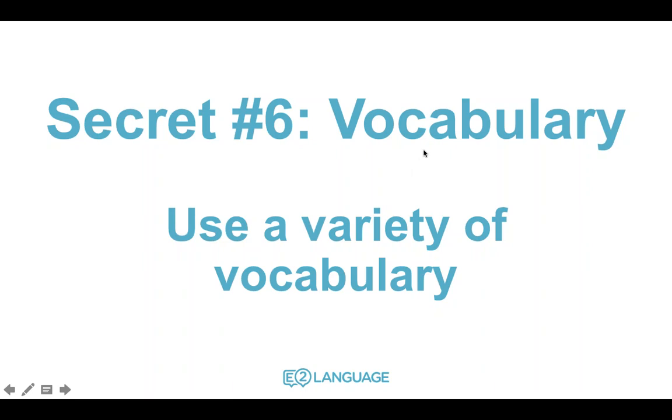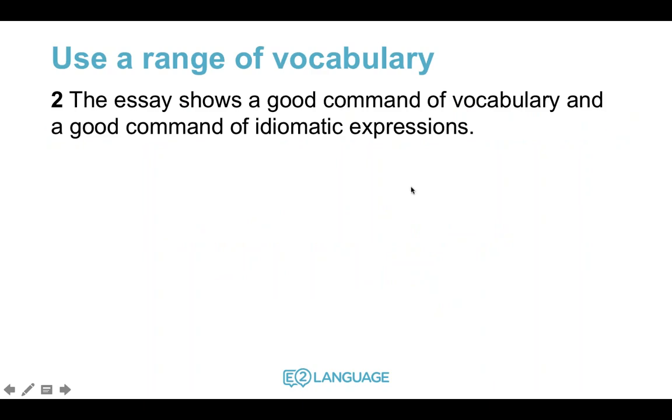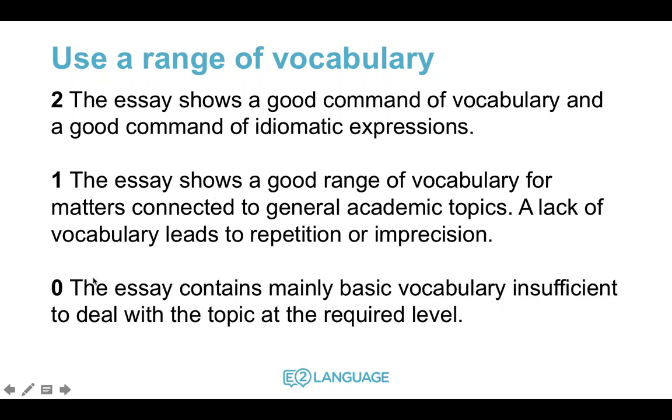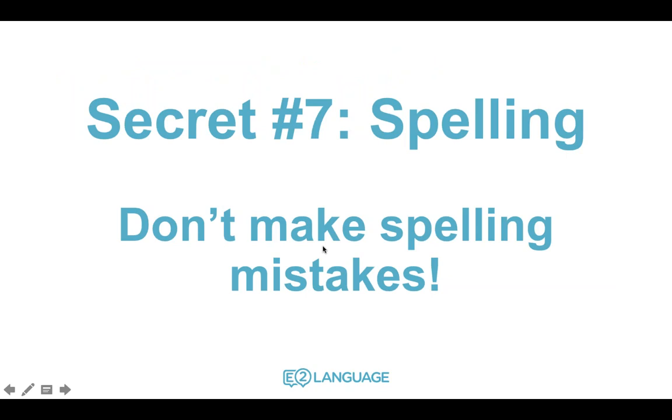Secret number 6, vocabulary. Use a variety of vocabulary. You get 2 points if you have a great knowledge of vocabulary and use it correctly. Here is the point about idiomatic expressions. Now here it's talking about academic idioms, not kicking the bucket and raining cats and dogs. You don't want to put that into your essay. You want to use academic vocabulary, especially those collocations I showed you. If your vocabulary is okay, you will get 1 point. If you have very poor vocabulary or you cannot describe something in detail, you will get 0 points.